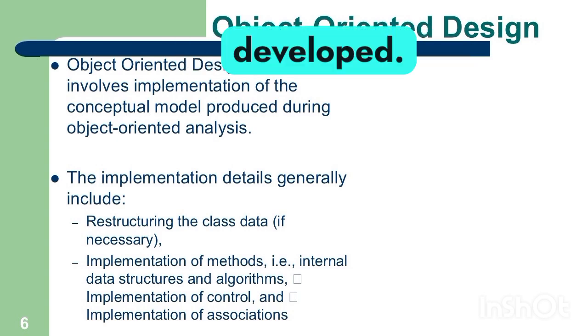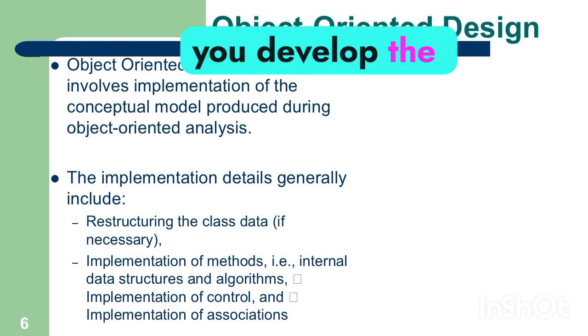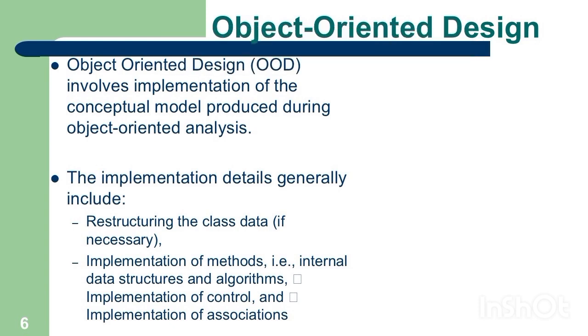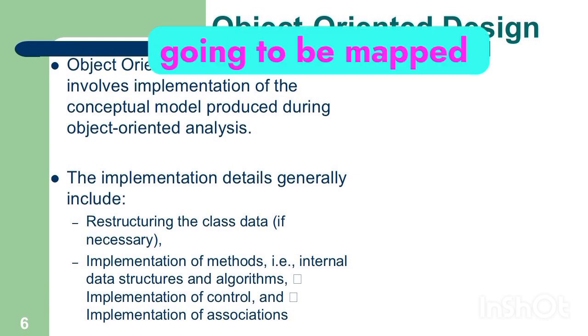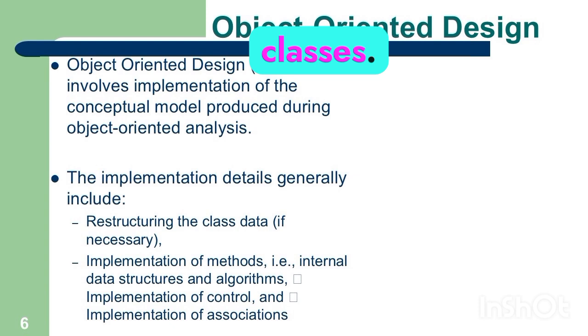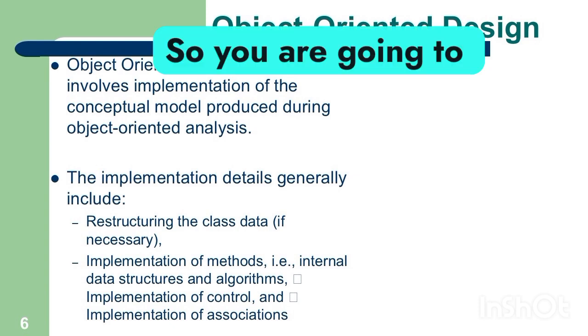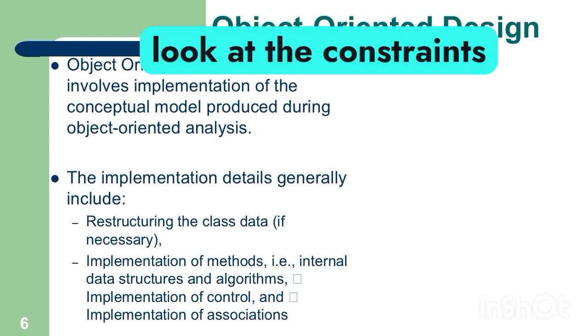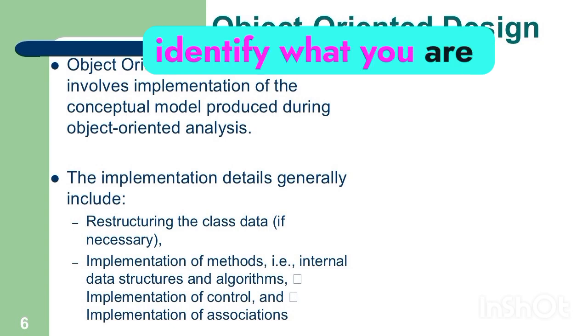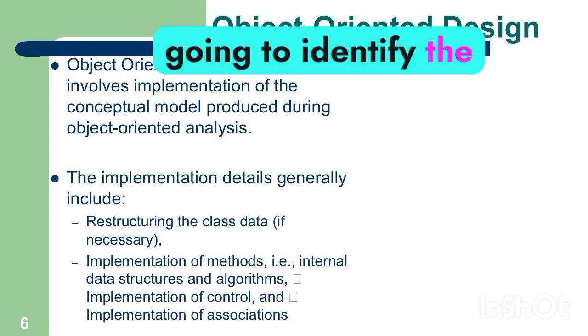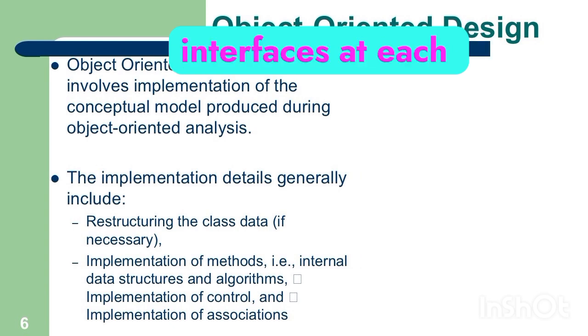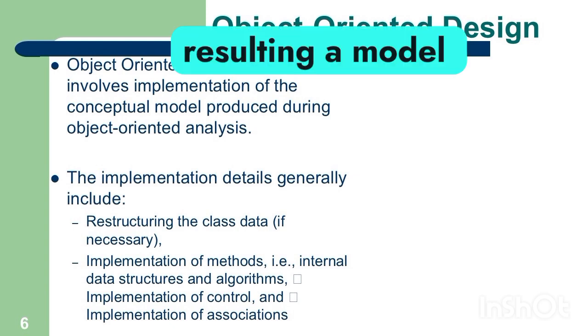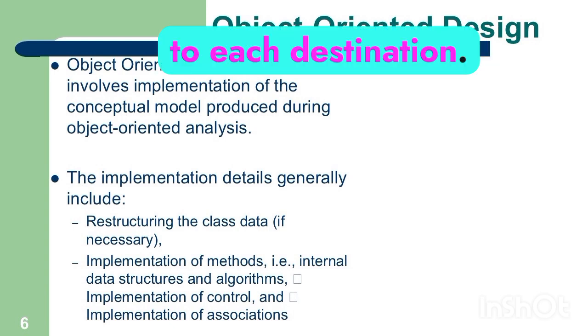So you have an idea, you develop the conceptuality of that. So what you are going to do now is the design. The concepts in this analysis model, which are technology independent, are going to be mapped onto implementation classes. So you are going to look at the constraints here. Constraints are to identify what? You are going to identify the interfaces at each design, resulting in a model for the solution to its destination.